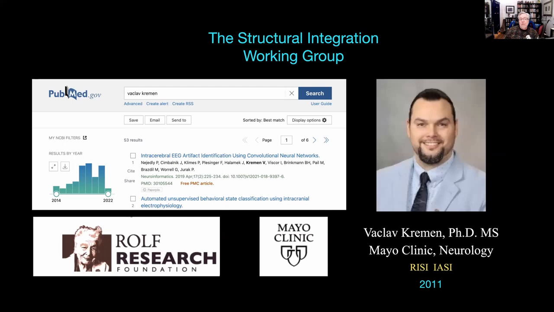Another heavy hitter in the science department is Václav Krémen, who is in the neurology department on faculty at the Mayo Clinic. He's also a member of the Rolf Research Foundation. And if you just go to PubMed and type his name in, you're gonna find about 6 pages of papers that he contributed to or was the principal investigator for. He did his Rolfing training, I believe, in Prague in the European group. And now he hangs his hat in the exotic land of Minnesota.